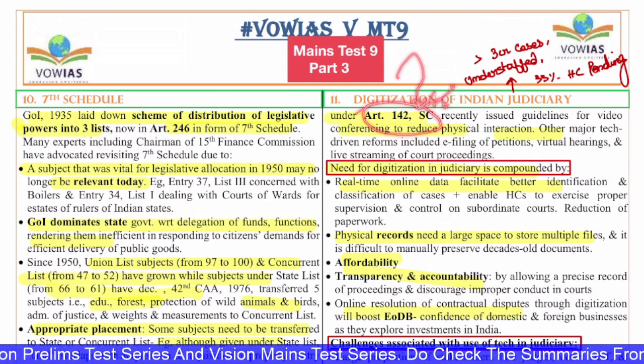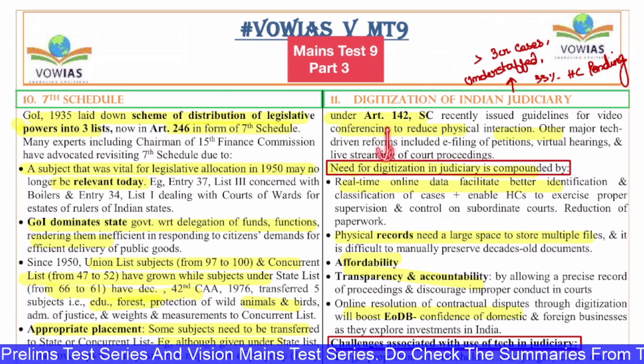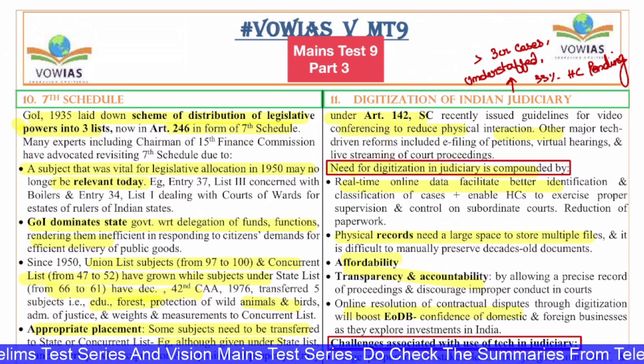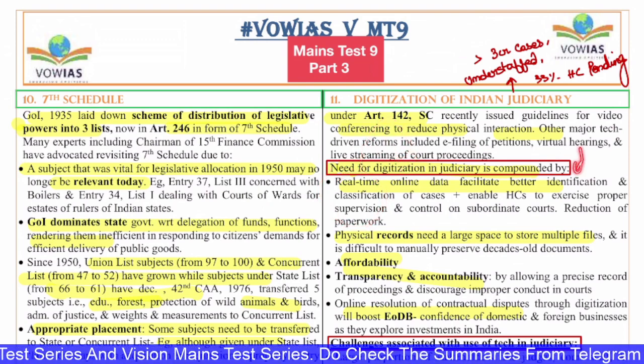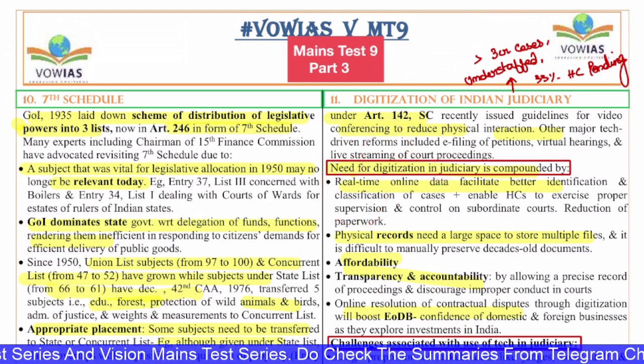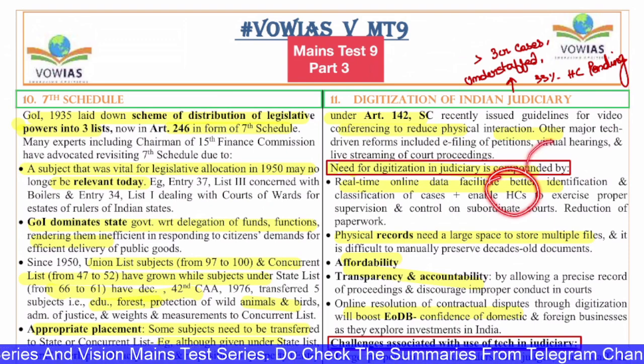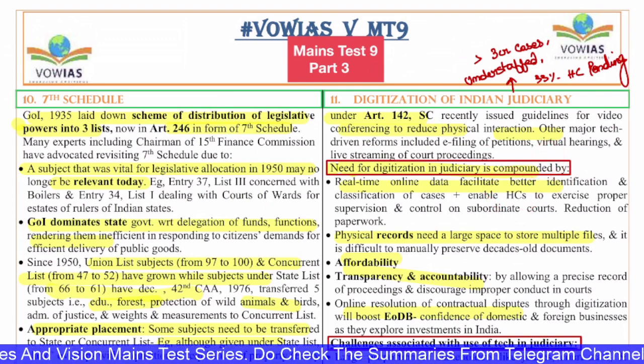Now, what is the need for digitization in the judiciary? First, real-time online data facilitates better identification and classification of cases. Plus, it enables high courts to exercise proper supervision and control of the subordinate courts. Also, there is a reduction of paperwork. This is something which is very important.